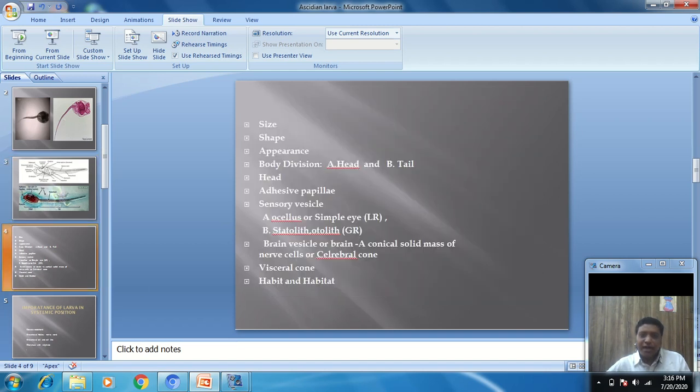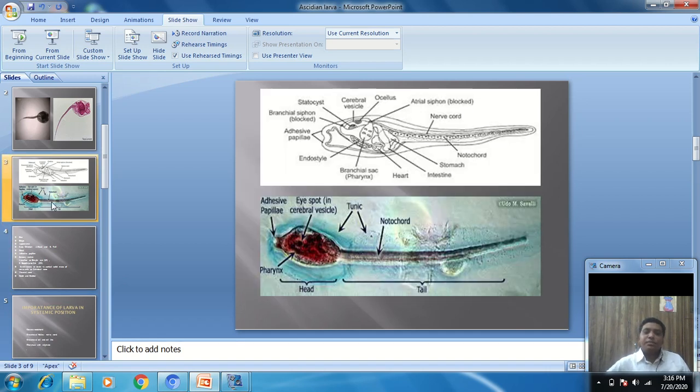Next is the habit and habitat of this larva. When we observe its movement, it is pelagic, moving from the upper surface to the lower surface. During the course of metamorphosis, it settles on the lower surface, and it is highly active in nature. Later it settles on a substratum, and then metamorphosis starts. It is retrogressive metamorphosis, in which some organs of the body are cast off and their form changes.